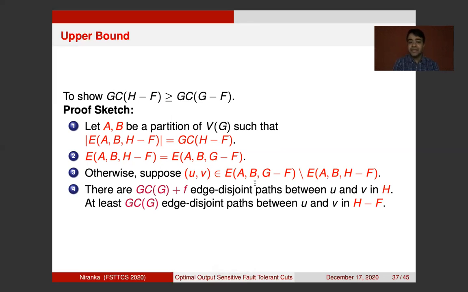Now GC(G) is the global min cut of G. So we have that the global min cut of H minus F is at least the global min cut of G, which actually gives the proof that the global min cut of H minus F is greater than or equal to the global min cut of G minus F as well. So that was the idea of the upper bound of the global min cut problem. I'm not going into the min k-way cut problem.